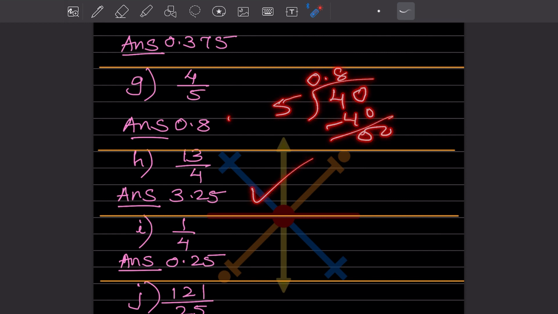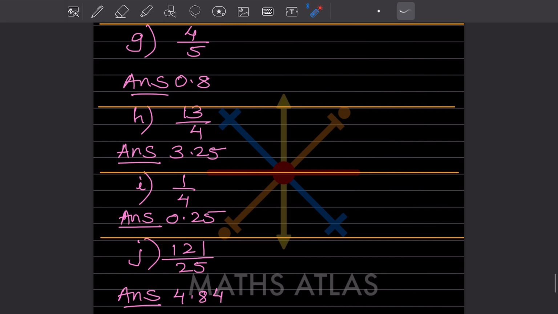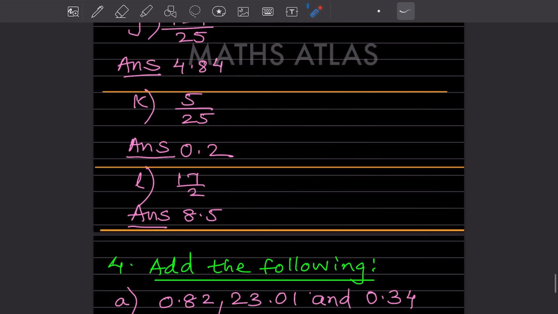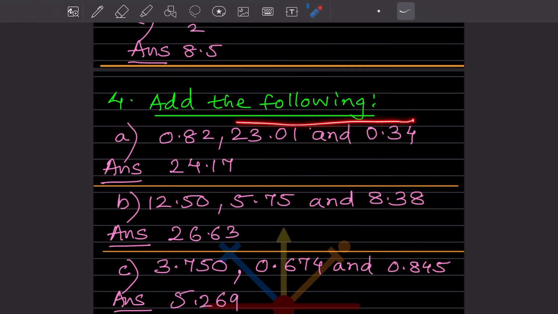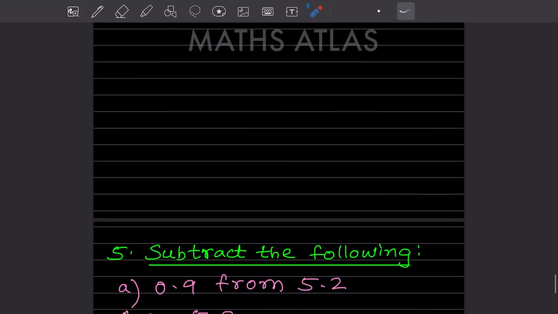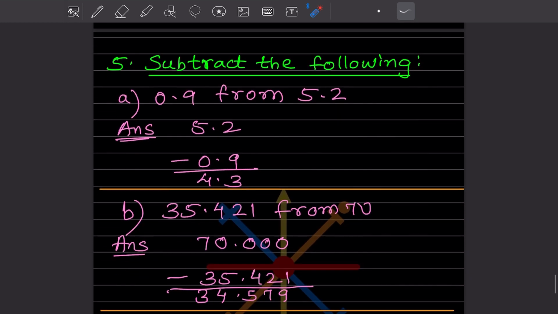So same you can do for here. Same here you can do it. All these problems you can do, just division. Now this here is very easy. You just add it. See that when you add it, the point should be one below the other. All of these are very easy. Now again from here, I will tell you what to do.